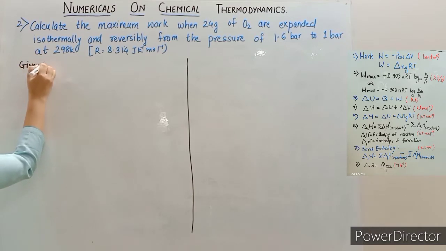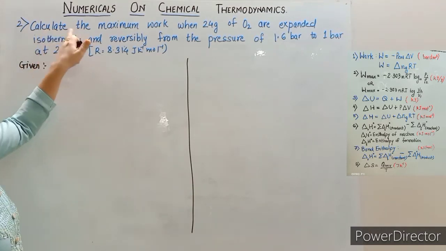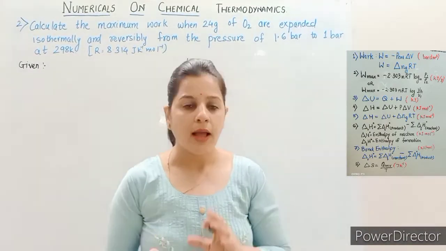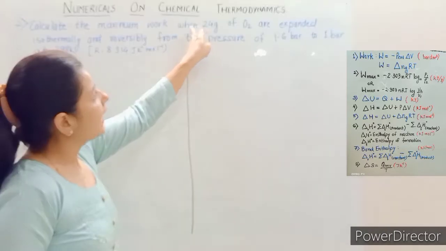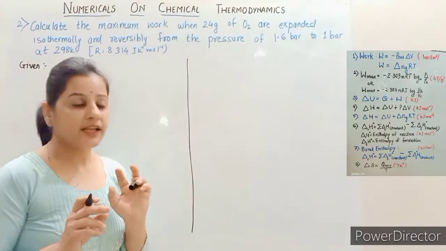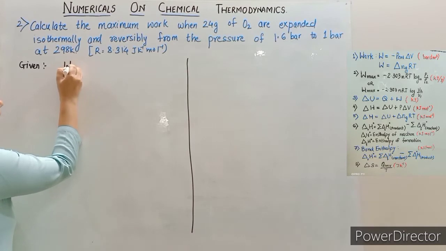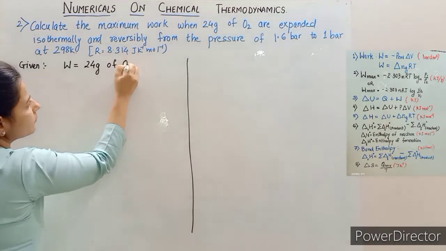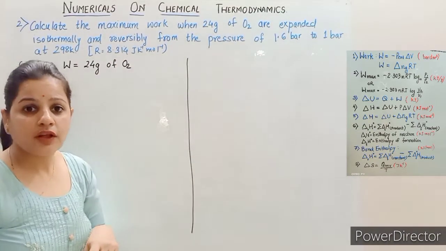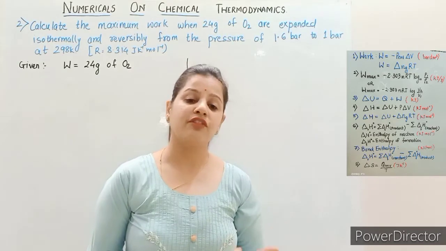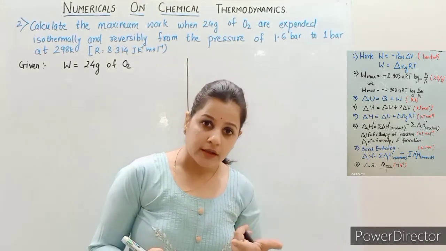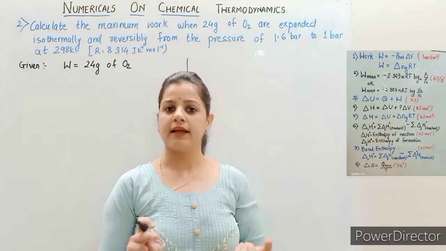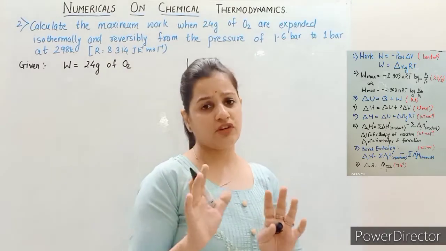Given. Now in this case, it is asking us to calculate the maximum work. Means we have been directly given a question to calculate the maximum work when 24 grams of O2 are expanded isothermally and reversibly. 24 grams of O2 means we are given the weight of O2. Just now I said that whenever the work done will be given, then this condition will be given. In this case, both are given. The maximum work is mentioned and the condition is also given. But it will not always be like this.